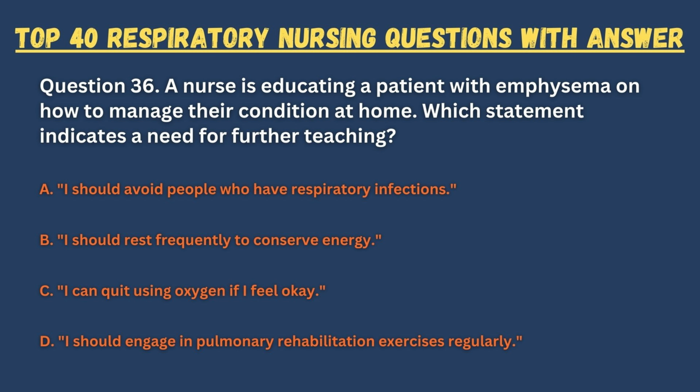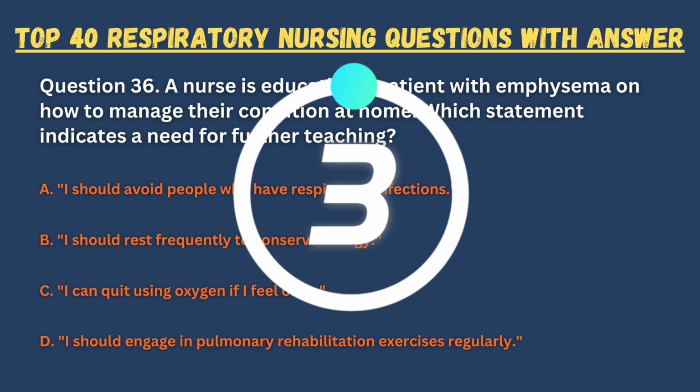Question 36. A nurse is educating a patient with emphysema on how to manage their condition at home. Which statement indicates a need for further teaching? A. I should avoid people who have respiratory infections. B. I should rest frequently to conserve energy. C. I can quit using oxygen if I feel okay. D. I should engage in pulmonary rehabilitation exercises regularly.